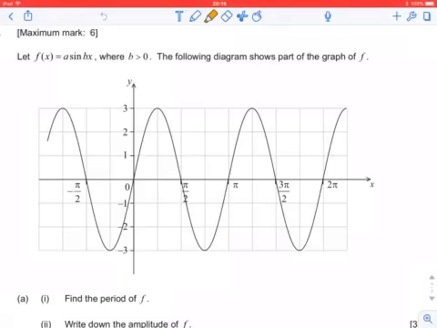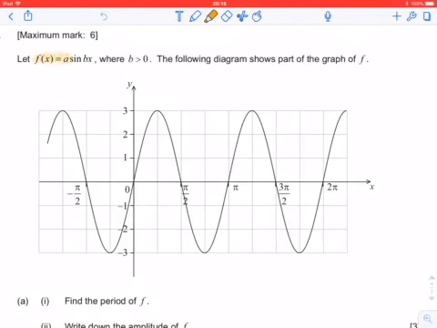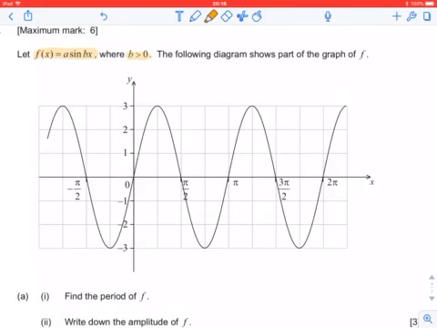This is question 2 from the 2015 IB Math SL exam, paper 1, time zone 2. Let's take a look at it. So we have a trigonometric function. We are told that it is a sine function here, and we're told that b is positive. And we can look at the graph. And the first thing it asks us to do is find the period.